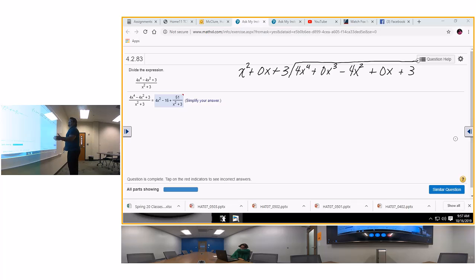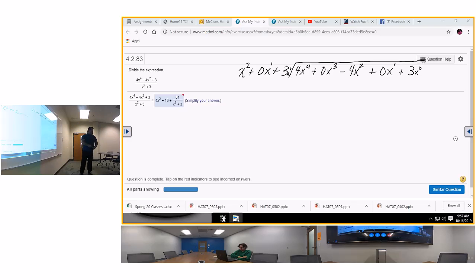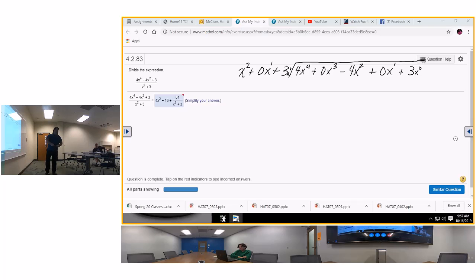X squared plus 0x plus 3 into, and this is a test question, 4x to the fourth plus 0x cubed minus 4x squared plus 0x plus 3. Now let's check to make sure all place values are taken up. That's x to the first, and this is x to the 0. 4, 3, 2, 1, x to the 0. So that means all place values are taken up. So now we're ready to start the problem.